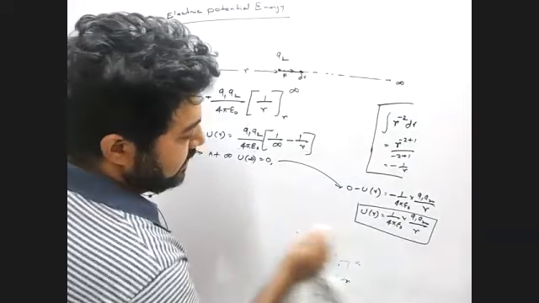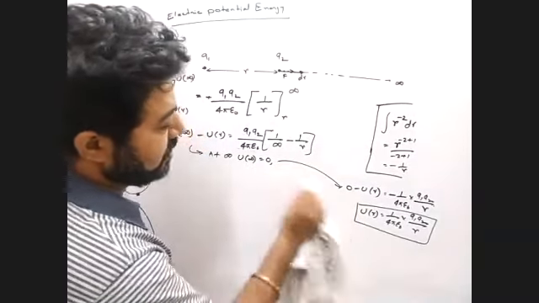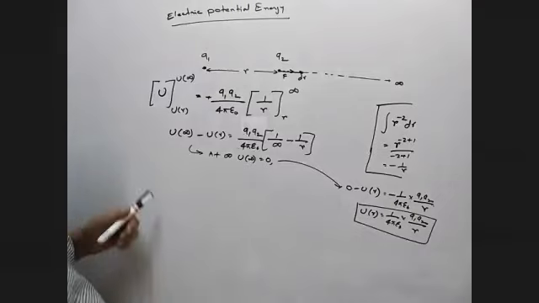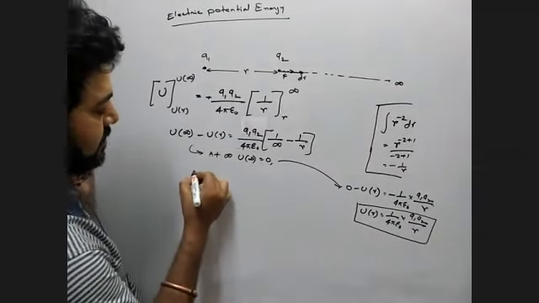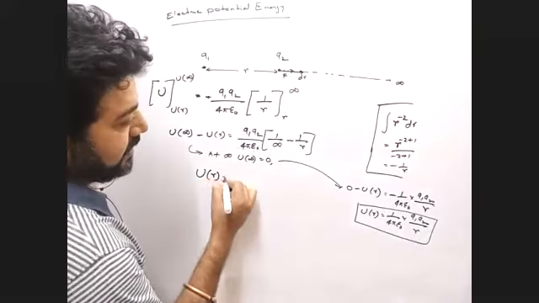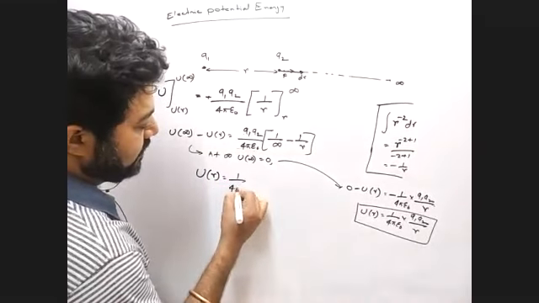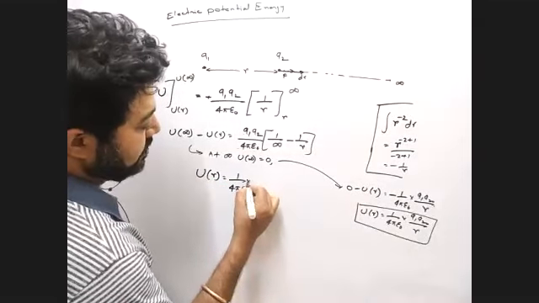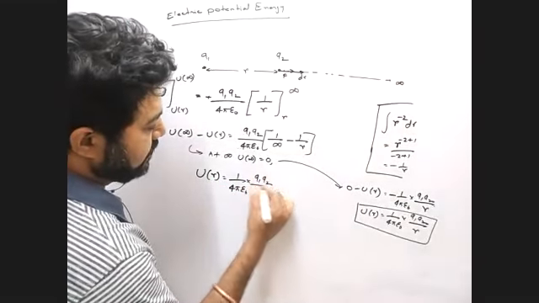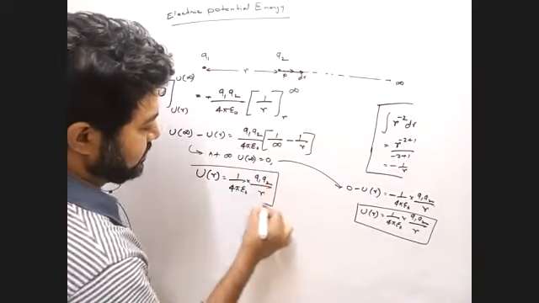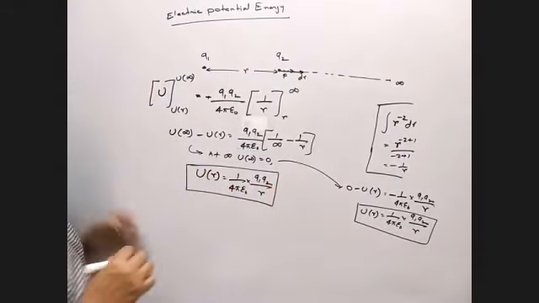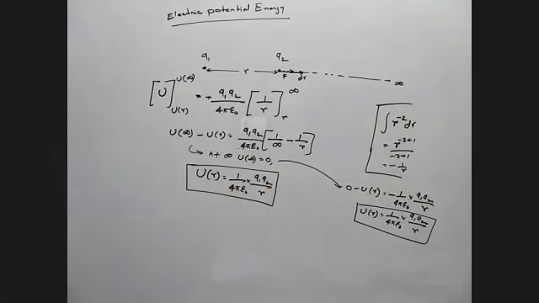So on that basis, your potential energy U is 1 by 4 pi epsilon naught Q1 Q2 by R. Yes, potential energy is a scalar quantity. So its unit is joule and dimension is ML square T minus 2. Is it okay, everyone?